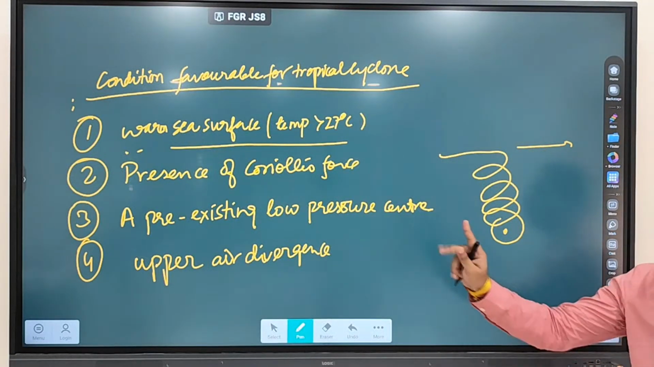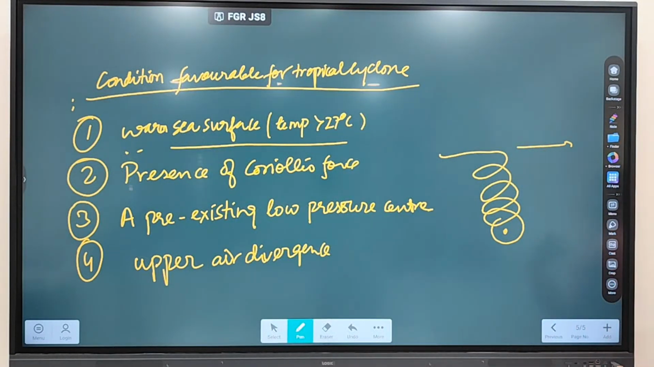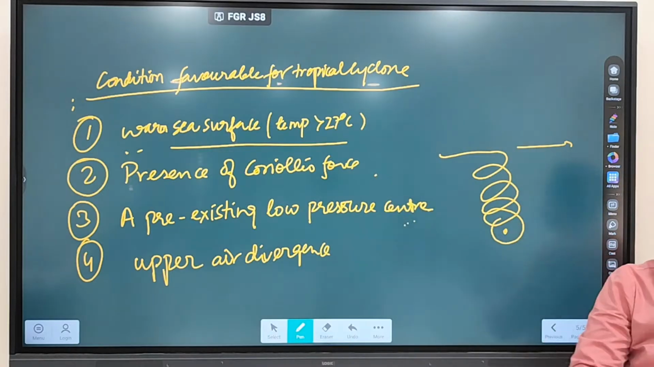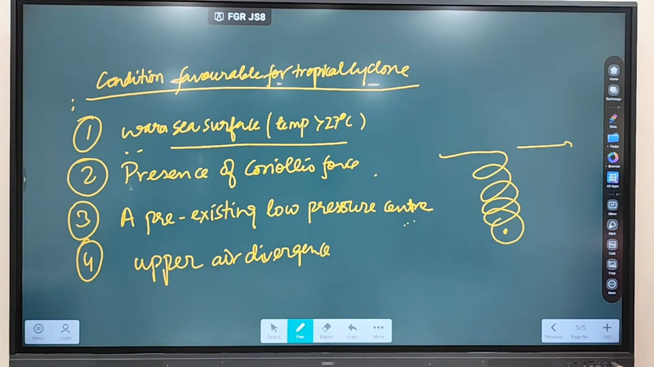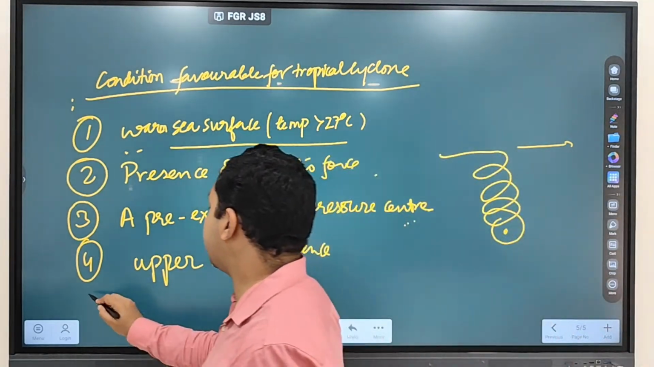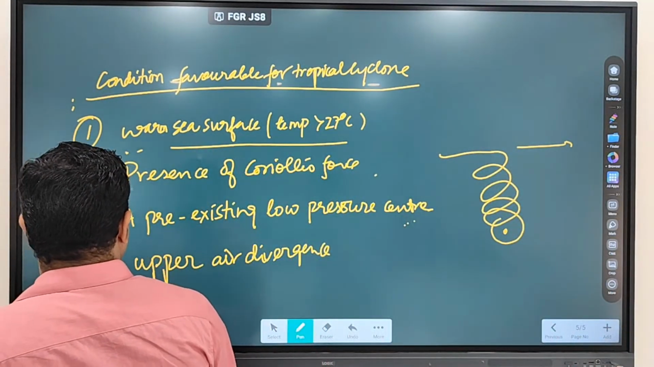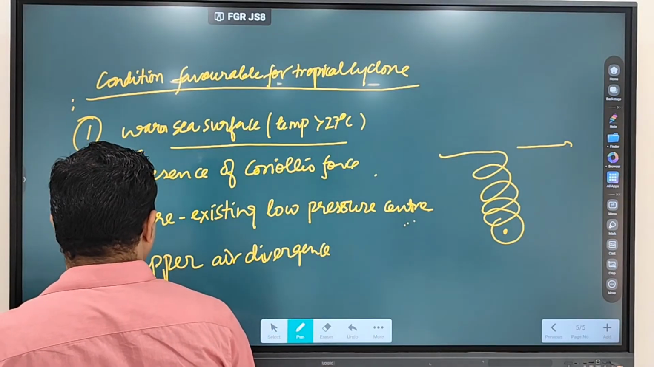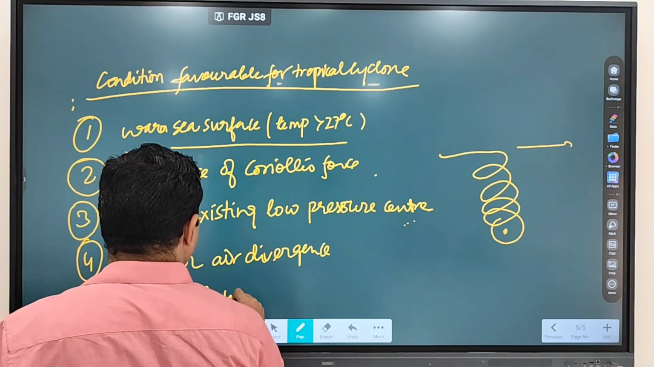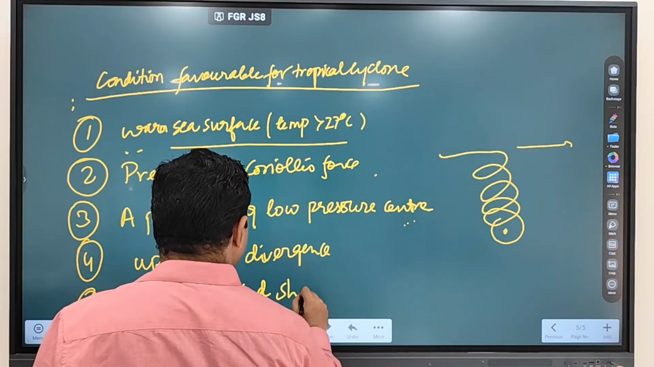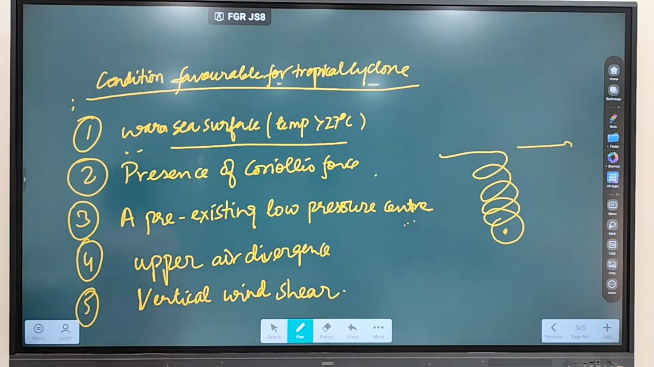So one thing, you require what type of surface? Warm sea surface. Second thing, on the warm sea surface, what needs to be formed? A low pressure center needs to be formed. Then you require what? A Coriolis force which can deflect the wind. Then you require what? An upper air divergence. And lastly, the vertical wind shear.